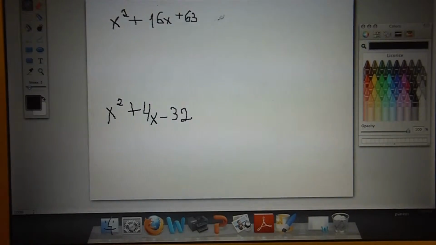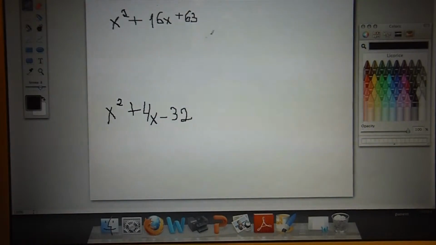Anyway, so as you can see, expressions do not, I repeat, do not have equal signs. No equal signs.